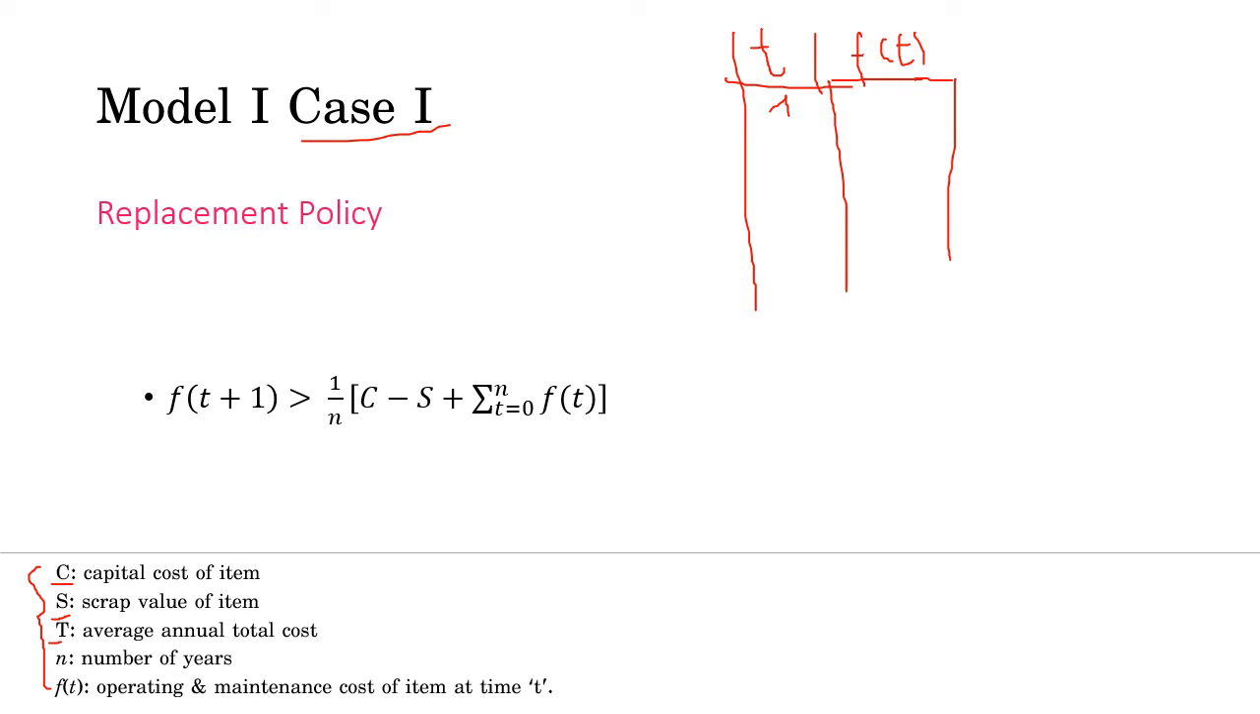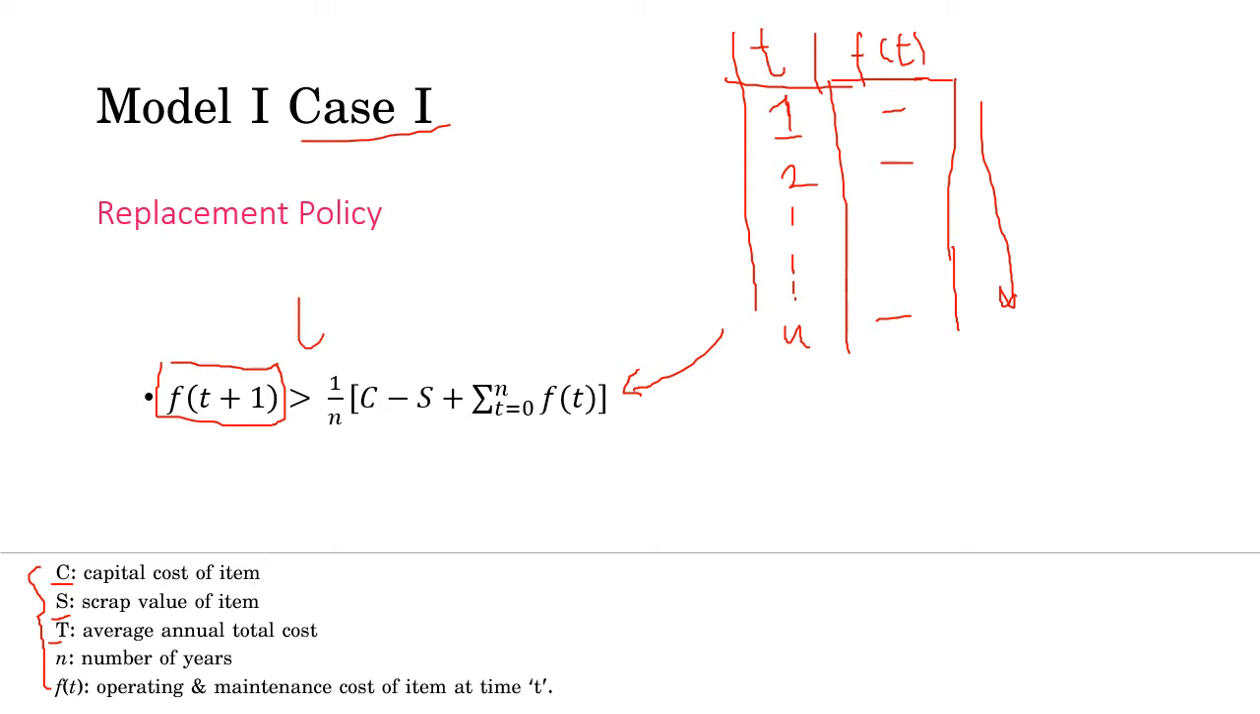Okay, so during first year, what is the maintenance cost? During second year, what is the maintenance cost required? And finally, at the end or during the nth year, what is the maintenance cost required? And naturally, the maintenance cost will go on increasing. Okay, so based upon this data, we have to use this condition to determine when the machine is going to be replaced. So what this equation says, that if the maintenance cost of next year, so if t is 2, then t plus 1 is 3, that means f of 3 is greater than the average annual cost.